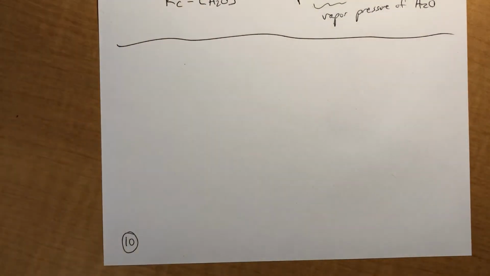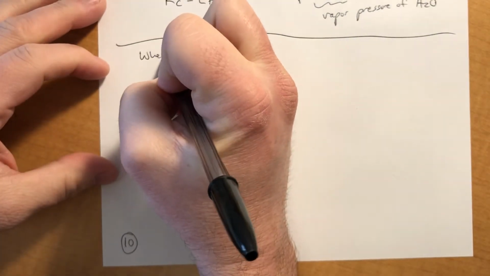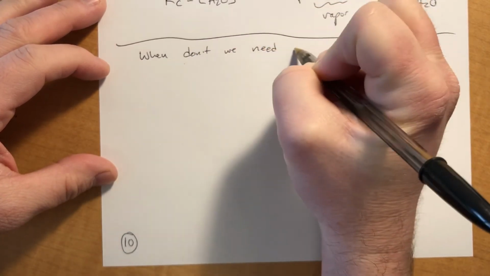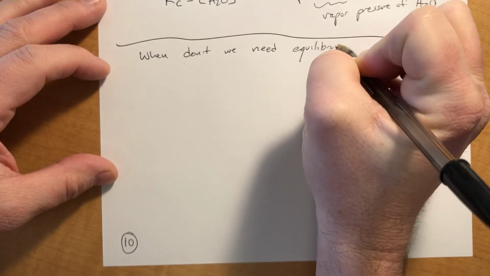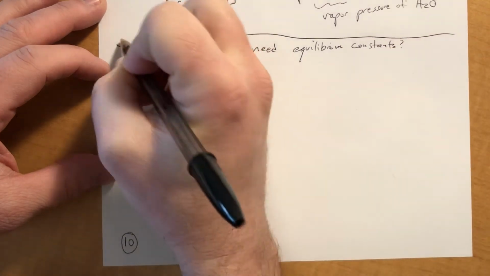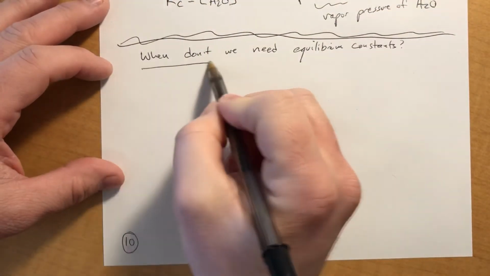I don't know if this is enough space, but we'll figure it out. So, if you guys haven't noticed, we've made it through, I don't know, 14 chapters without needing equilibrium, and now all of a sudden we're talking about equilibrium all day, every day. So, why have we been able to ignore it? Basically, when don't we need equilibrium constants? When can we choose to just pretend like they don't exist for a little while?